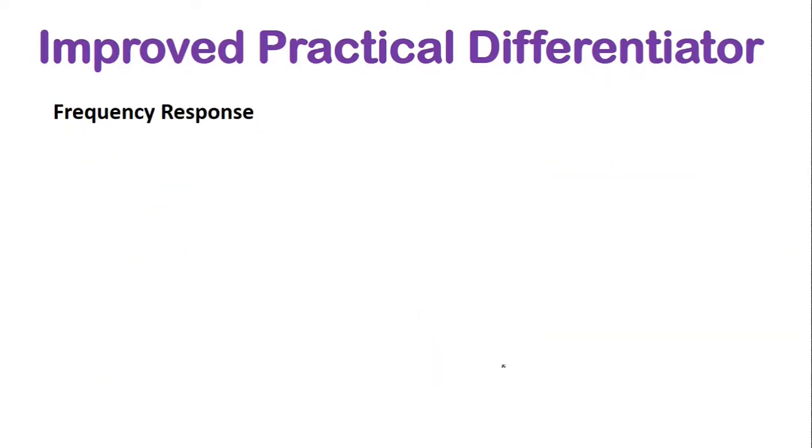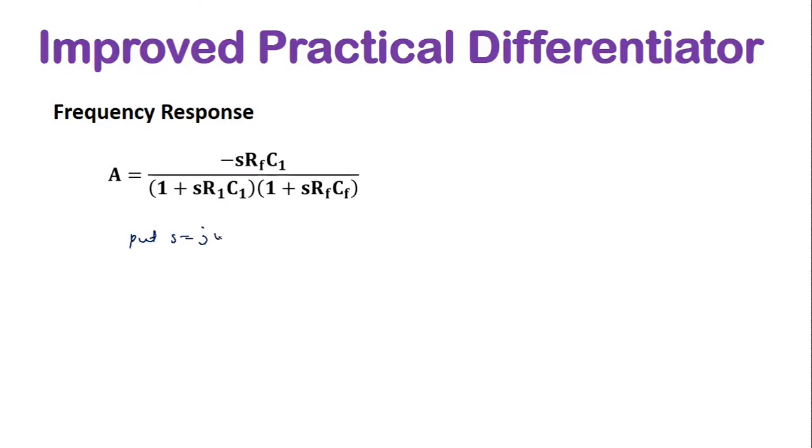Next one is the frequency response of the improved practical differentiator. For this we will take equation number 3. Here the gain A is equal to minus of S into RF C1 whole divided by 1 plus S into R1 C1 into 1 plus S into RF CF. To find the frequency response, first we will put S is equal to j omega in this equation.